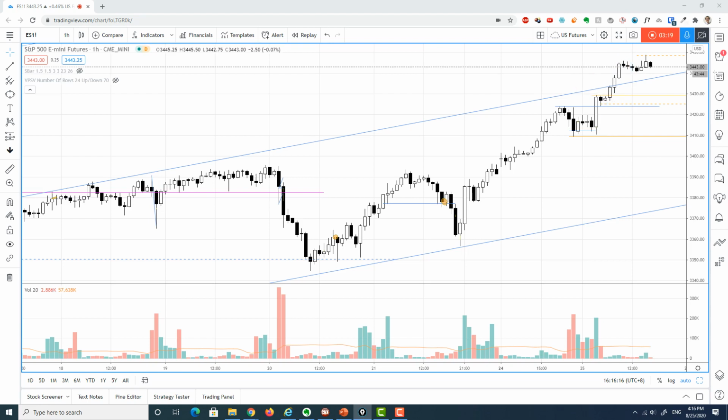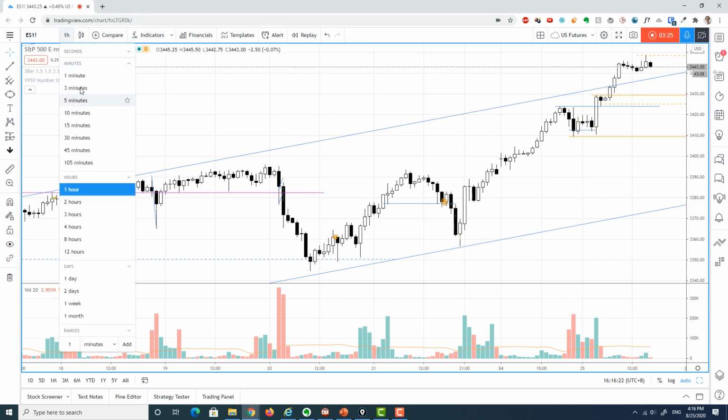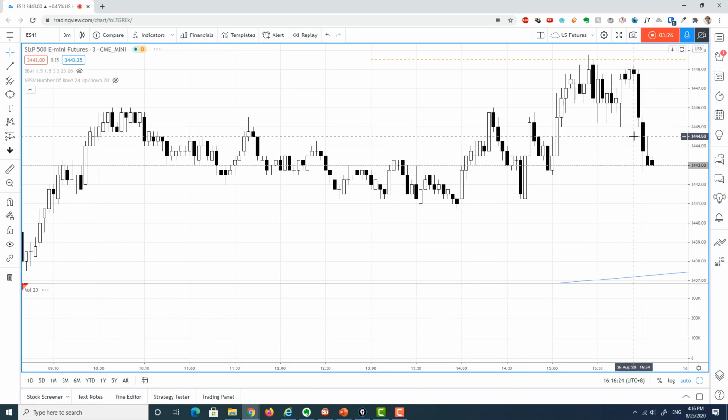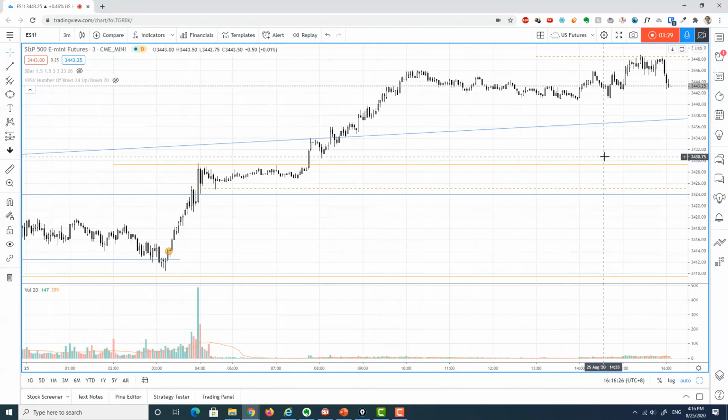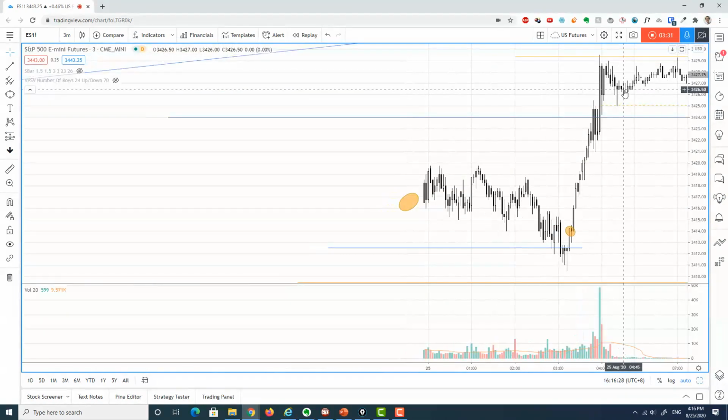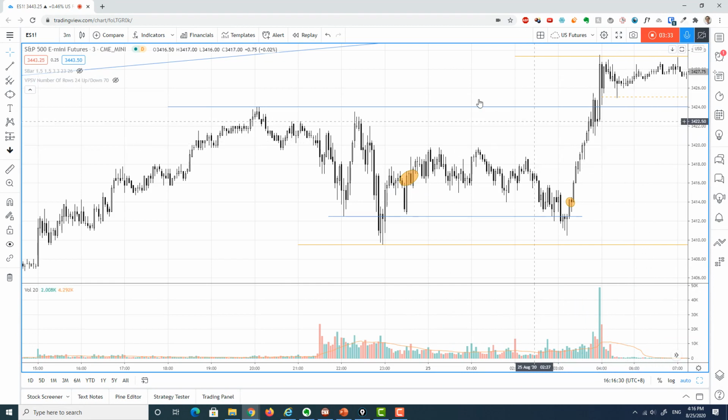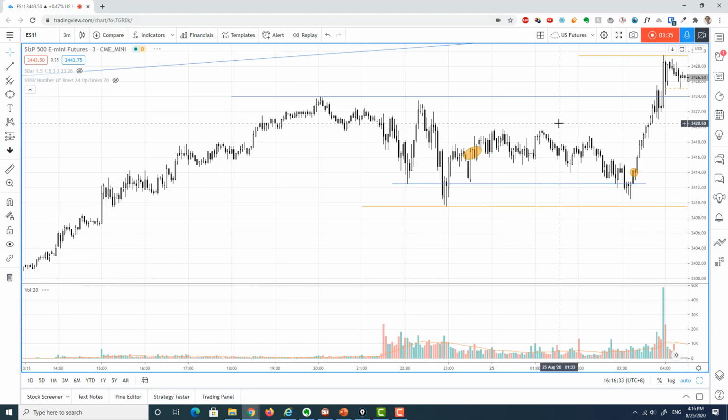All right, so let me just get down to the 3 minutes time frame and let's take a look at the potential trades. The reason that I did not take any kind of trades from yesterday is simply because the price did not reach my anticipated levels.